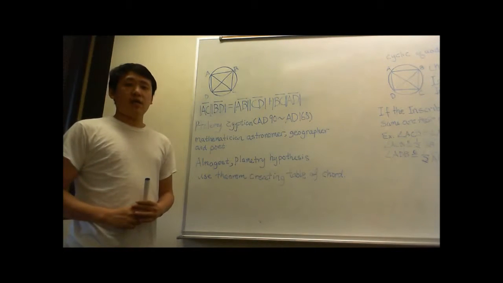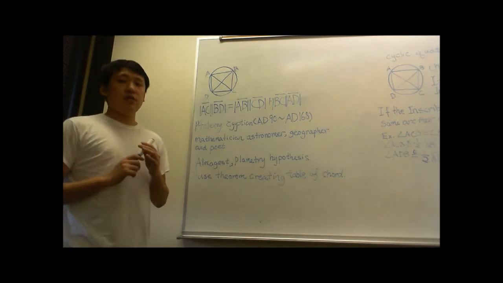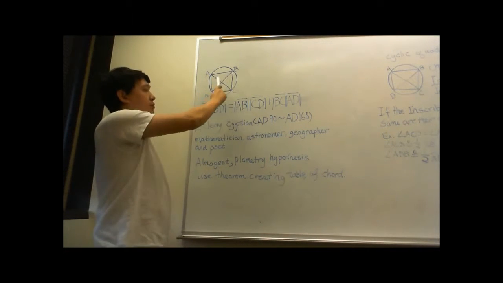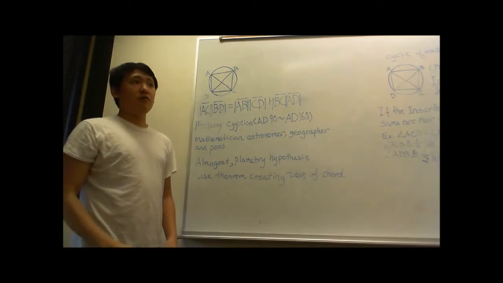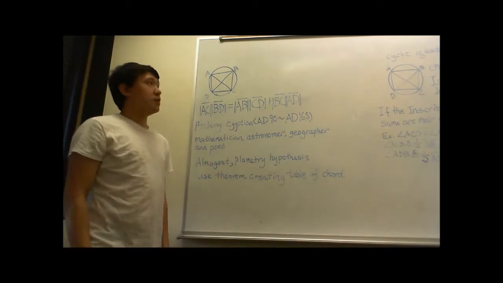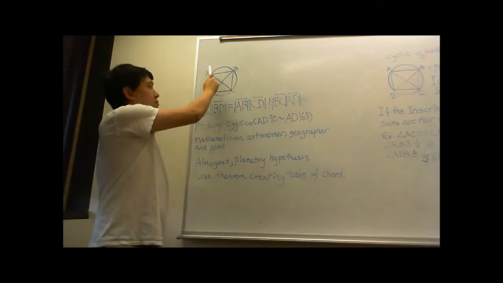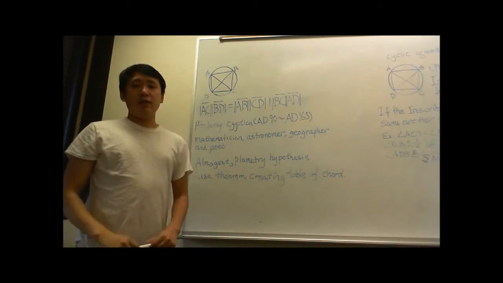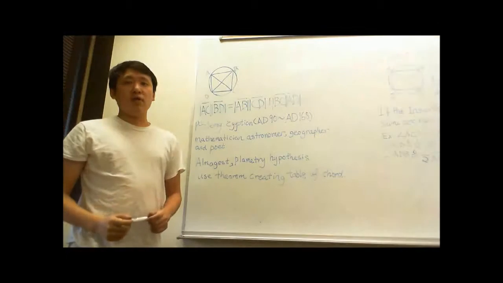Hi, today I'm going to talk about Ptolemy's theorem. Ptolemy's theorem is about the product of the two cross-diagonals AC times BD, which equals the product of the sides AB times CD plus the product of the other sides BC times AD. This theorem was first discovered by Ptolemy in his creation of the table of chords.